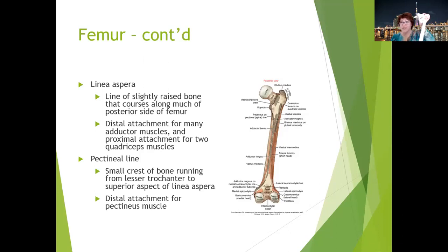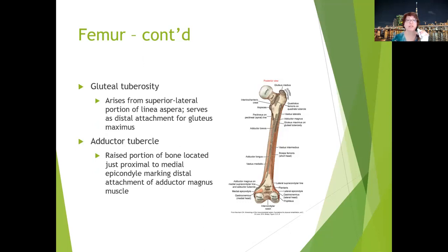It's really obvious. The pectineal line is a small crest of bone running from the lesser trochanter to the superior aspect of the linea aspera. It sort of forms a little Y with another structure, which we'll talk about in a second, at the top of the linea aspera. So the pectineal line, not surprisingly, is the distal attachment for the pectineus muscle. So a lot of times, people who named anatomy weren't trying to be obscure about it. They were trying to be very obvious.